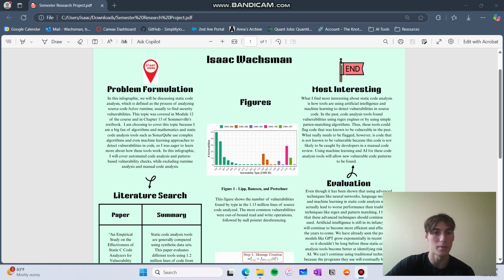So first, for the problem formulation, in this infographic we'll be discussing static code analysis, which is the process of analyzing source code before it's run. This is usually done to find security vulnerabilities, but it could also find other general errors and compiler errors and fix the readability of code. This topic is covered in Module 12 of the course and Chapter 13 of Somerville's textbook.